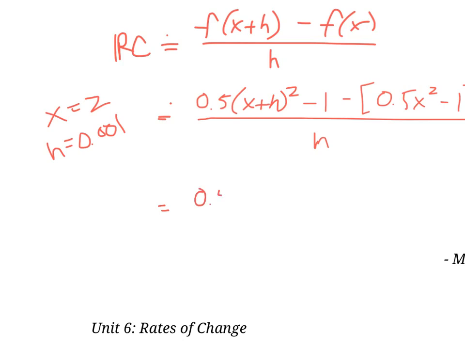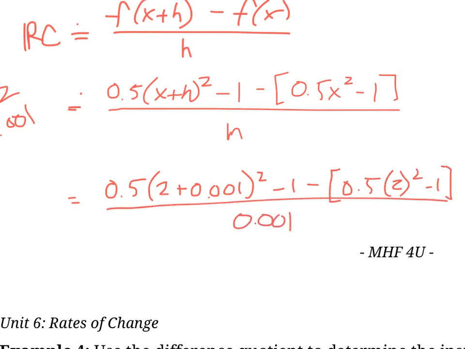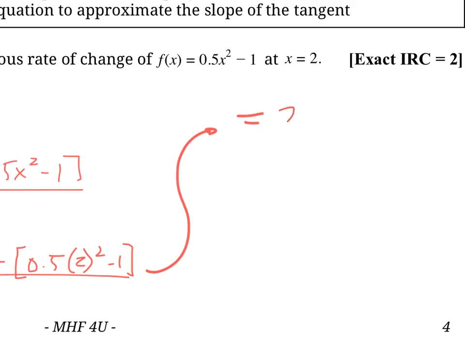So 0.5 times 2 plus 0.001 squared minus 1, minus 0.5 times 2 squared minus 1, all over 0.001. Okay? When we do that in our calculator, we get 2.0005. Usually we don't carry that many decimal places. Let's round to 3 decimal places, or 2 decimal places, which rounds to approximately 2. Remember, this is approximate. So it comes out to 2, essentially.